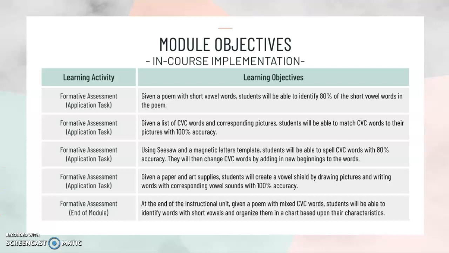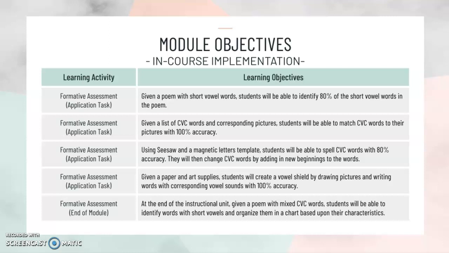The objectives for the learning module are organized by in-course implementation objectives and post-course implementation. To give a summary, the in-course implementation objectives involve a formative application task. This task will be completed after a lesson is presented to students, and they have an opportunity for guided practice. The objectives are as follows. Given a poem with short vowel words, students will be able to identify 80% of the short vowel words in the poem. Given a list of CVC words and corresponding pictures, students will be able to match CVC words to their pictures with 100% accuracy.